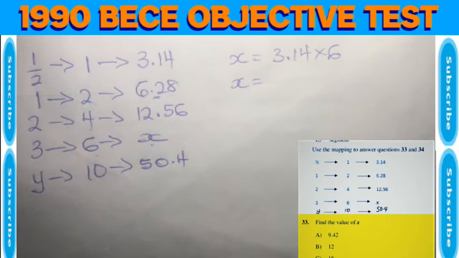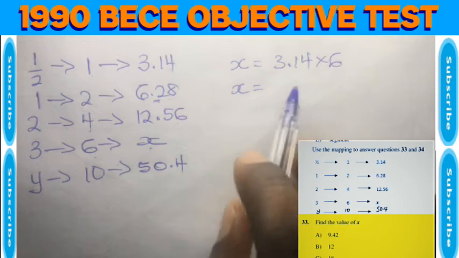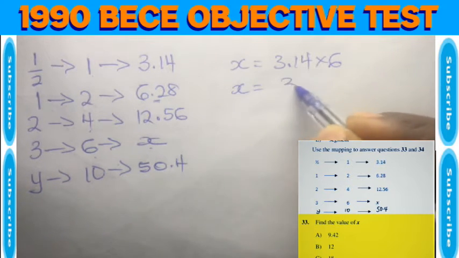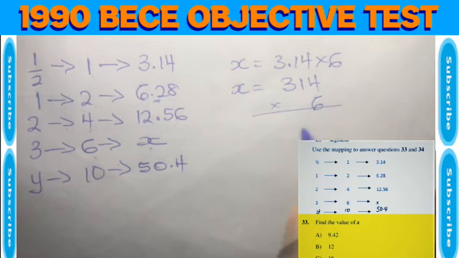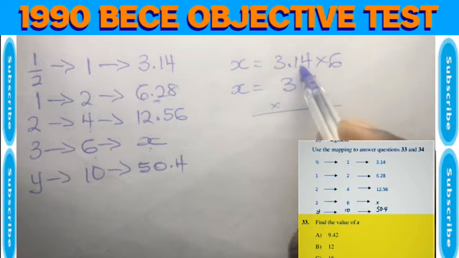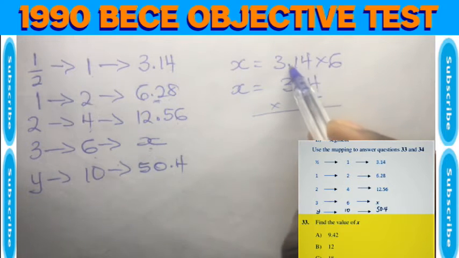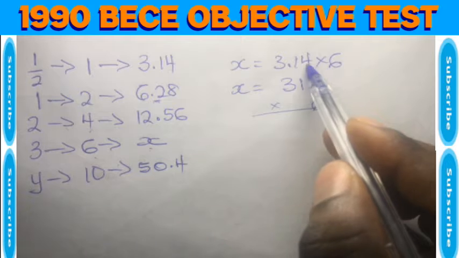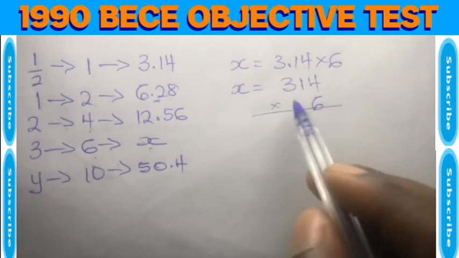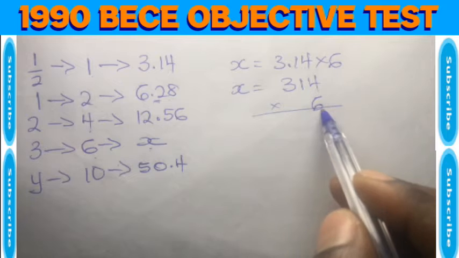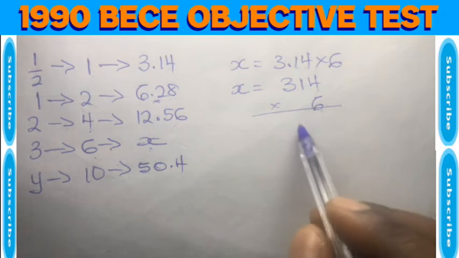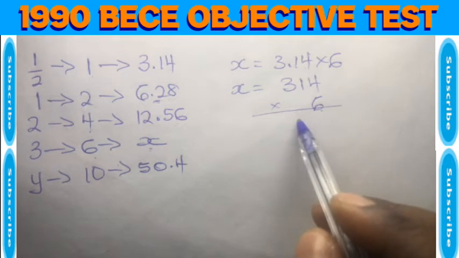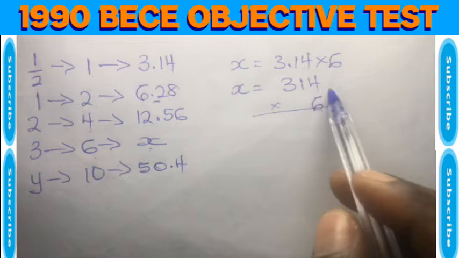To multiply vertically, we will multiply them as if there were no decimal points, okay? So over here, we write 3.14 as 314, and then multiply it by 6. Note that from here, we have 2 decimal places, after the decimal point, we have 1, 2 numbers. After multiplying 314 by 6, we will apply the 2 decimal places to the final product that we get.